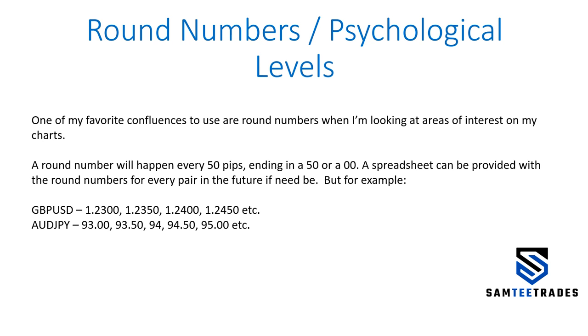If we are looking at the markets, personally it is one of the best confluences that I can use, mainly because you tend to find that there are nice reactions around these levels alongside other confluences. As mentioned, a round number will happen every 50 pips, so the number will usually end in a 50 or a double zero or 100, whatever you want to call it. Obviously, if you are in my group, a spreadsheet is provided, etc. But just for argument's sake and for examples, GU 123, 123.50, 124, AJ 93, 93.5, 94, 94.5.